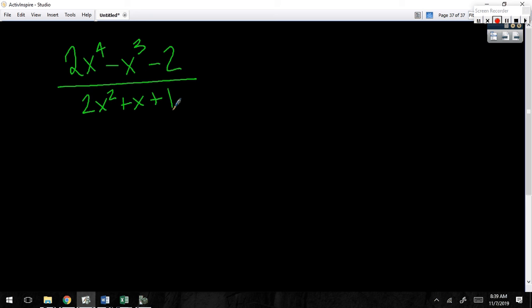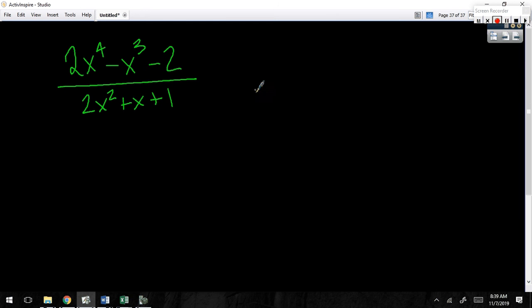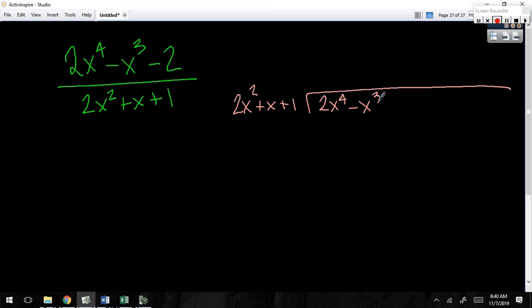I'm going to help you set it up. And then we'll work through it. What goes outside, what goes inside? And what do you notice is different about this? All right, the one on the top goes on the inside. So outside I have 2x squared plus x plus 1. Tell me what goes on the inside. That's exactly right. That's what I wanted you to see. 2x to the 4th minus x cubed. I'm missing x squared, and I'm missing x.